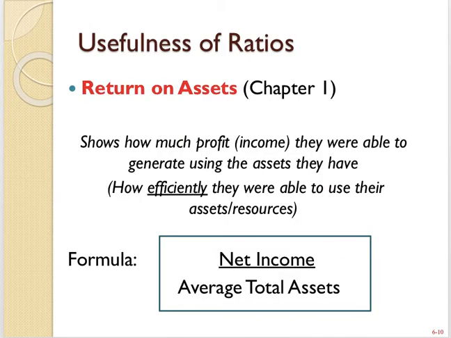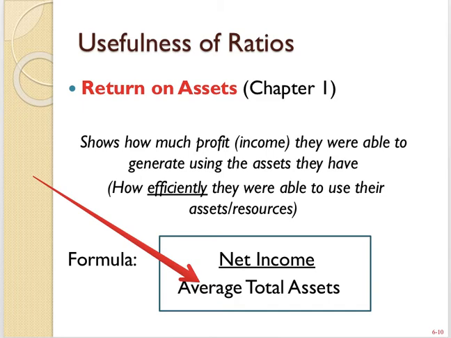And that ratio that will show us the relationship between those two numbers is what we call return on assets. You can read a little bit about return on assets in chapter 1. In the back part of the book is a section called decision analysis. You can read about it there and see what the formula is, but I also have the formula right here. The formula is net income divided by average total assets.